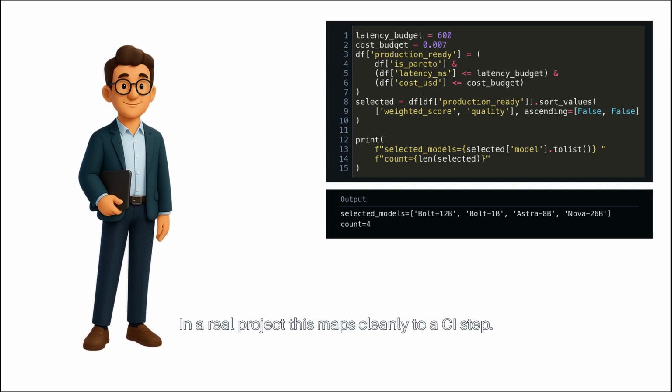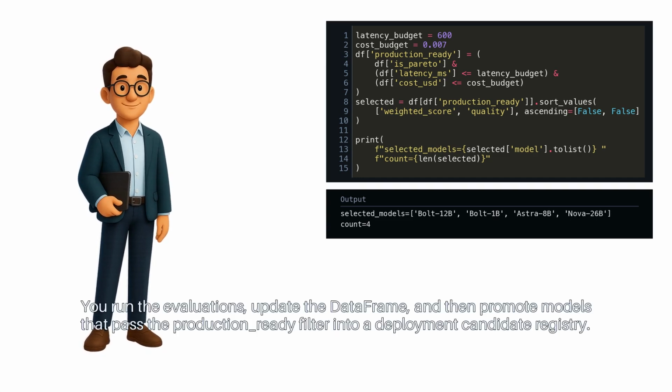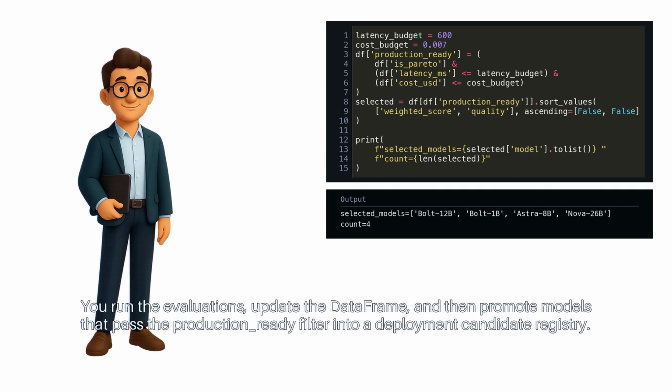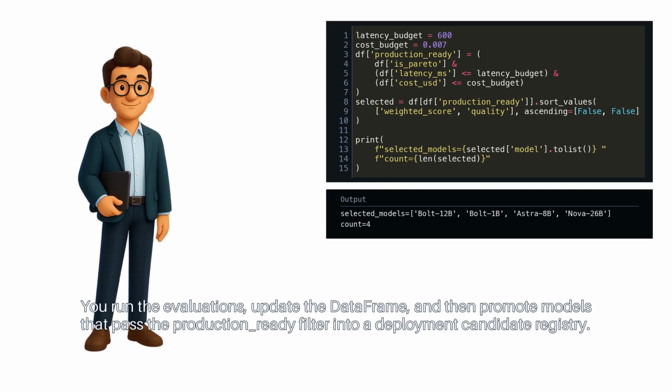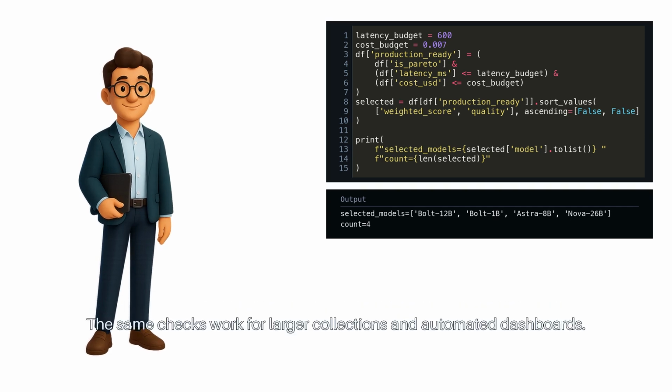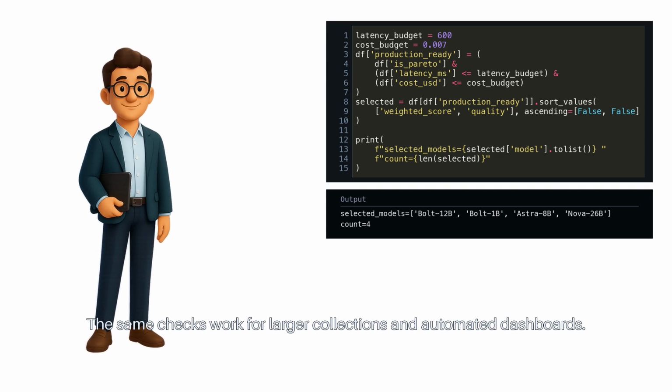In a real project, this maps cleanly to a CI step. You run the evaluations, update the data frame, and then promote models that pass the production-ready filter into a deployment candidate registry. The same checks work for larger collections and automated dashboards.